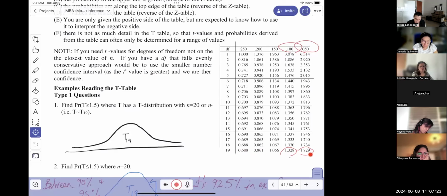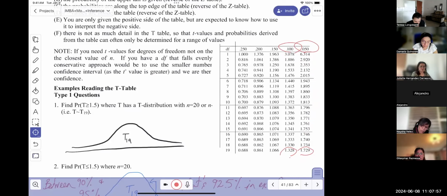And on the 19th row, I look for the number 1.5. So I go to the 19th row and I look for the number 1.5. That's going to be the critical value in there. Now it's not there. 1.5 is not there. But the best thing I can say is that it's between 1.328 and 1.729. That corresponds to these tail probabilities.